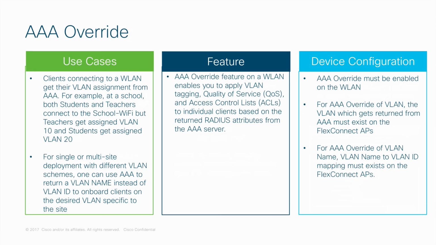So the next feature is AAA override support on WLANs. And there are a few different use cases here. The first use case is that of a AAA return VLAN. So let's take an example of a school.